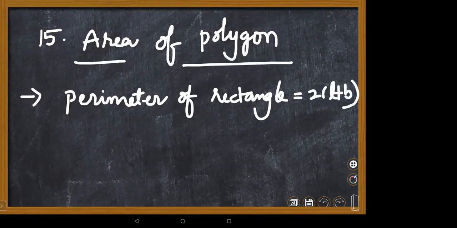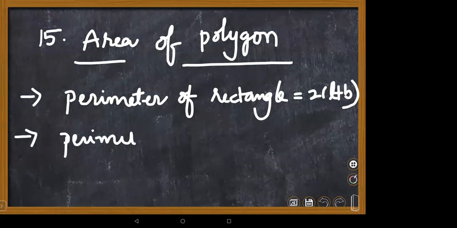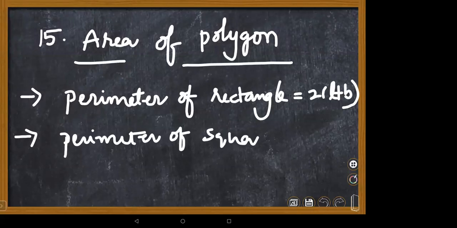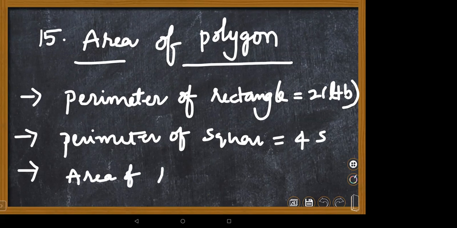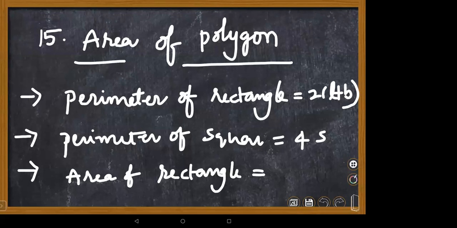Next question goes to Pallav. Pallav, perimeter of square. Ma'am, 4S. Very good. 4S, where S is side of the square. The same way, area of rectangle. Ma'am, can I? Ma'am, yes, wait. Satvik, please give area of rectangle.